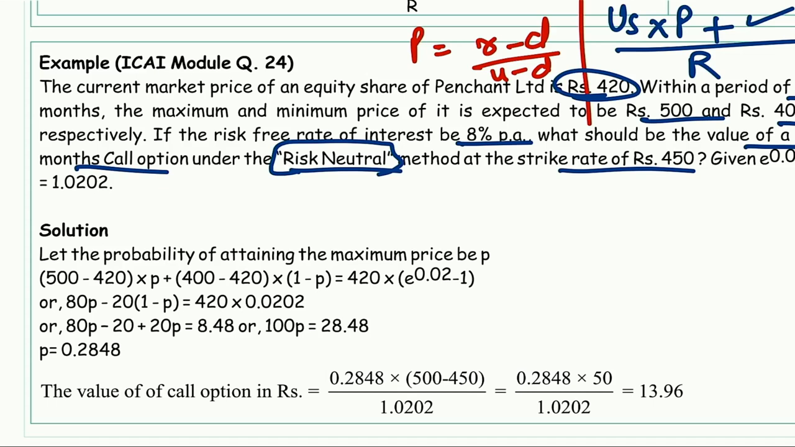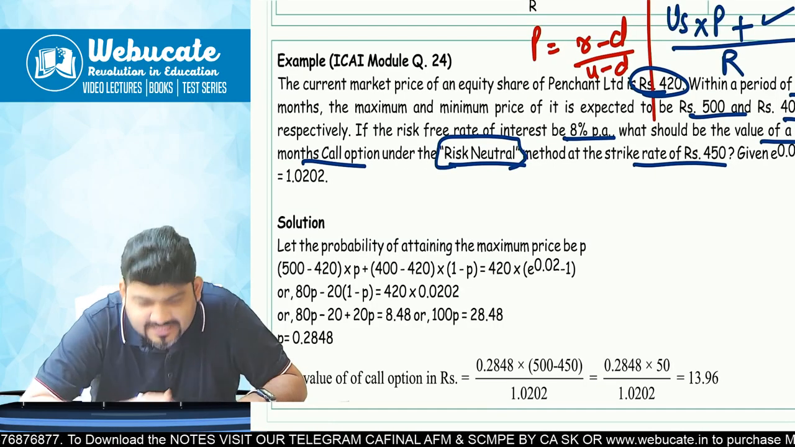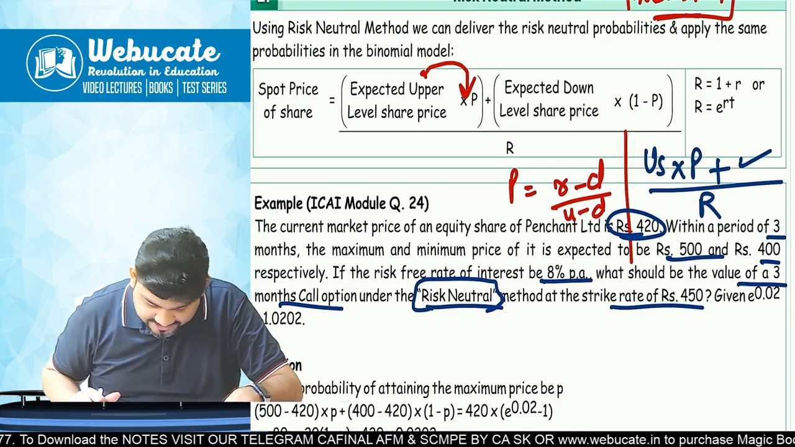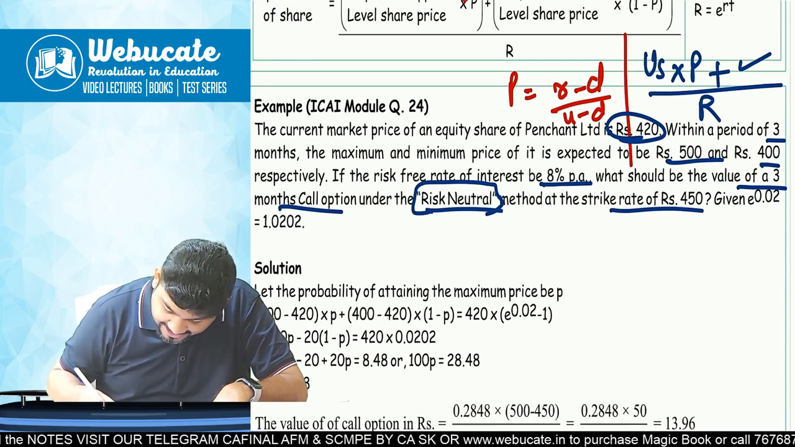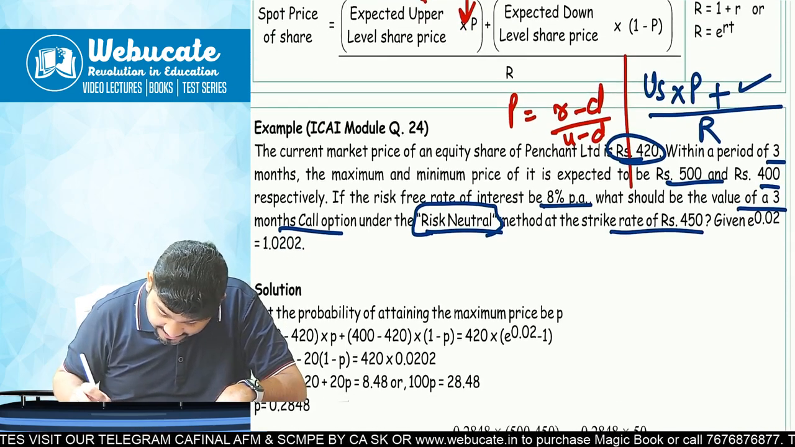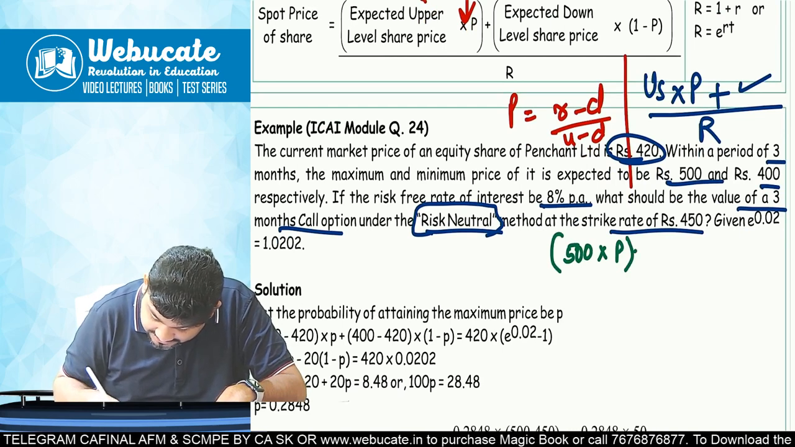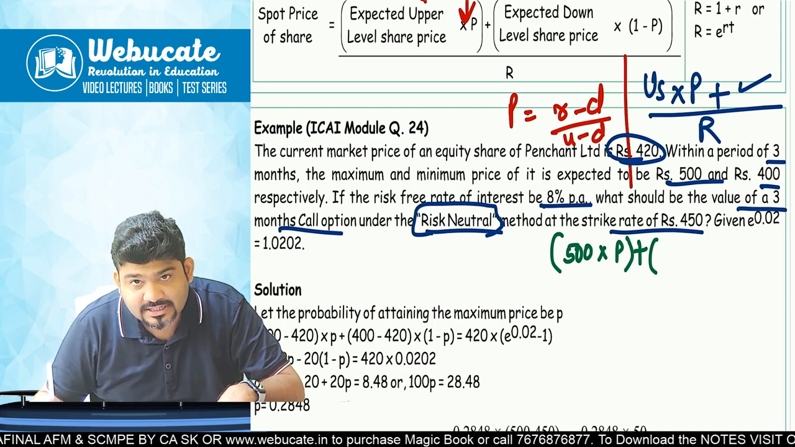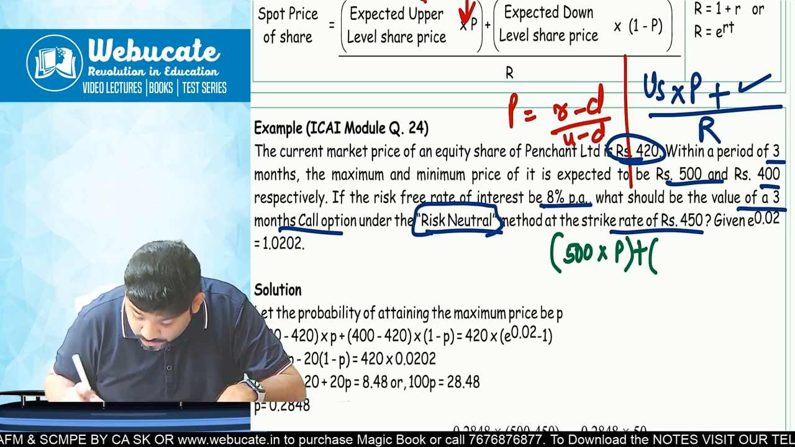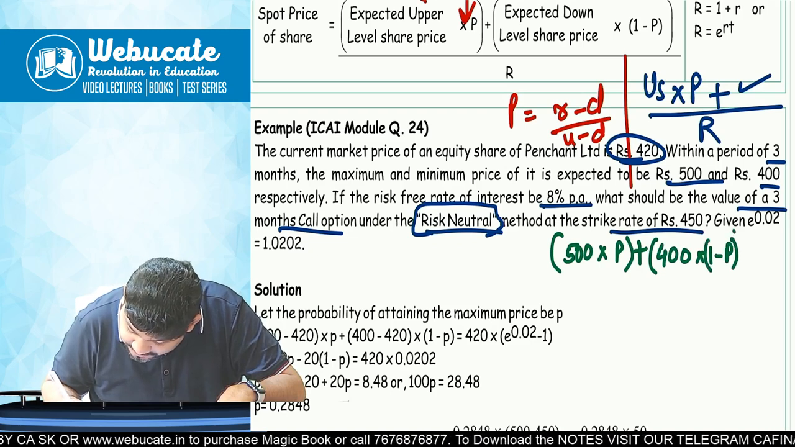So I'm assuming you would have paused the video and solved the question. Now let me give it a try. What's the formula? The expected upper level of the share price is 500, multiplied by P, plus the expected lower level of share price, which can go down to 400, multiplied by 1 minus P.